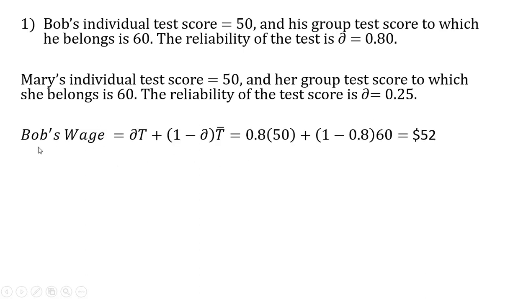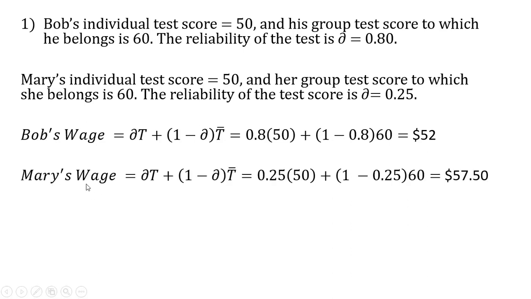Let's put this information in for Bob's wage setting process. So the alpha here is 0.8 times individual test score 50 plus 1 minus alpha times the group's average test score. So Bob's wage here is $52. As for Mary, plugging in the values for alpha, 0.25, her test score is 50, 1 minus alpha is going to be 0.75 times 60, the group test score to which she belongs. So overall, Mary gets a wage of $57.50.